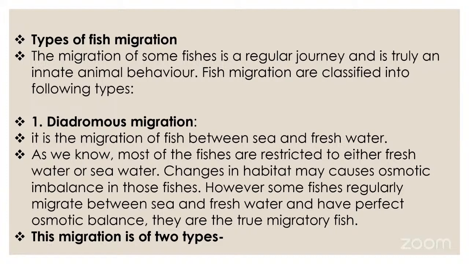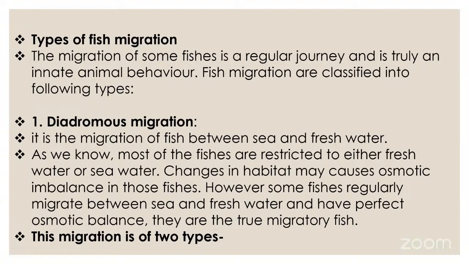As we know, most fishes are restricted to either freshwater or seawater. Changes in habitat may cause osmotic imbalance in those fishes. However, some fishes regularly migrate between sea and freshwater, and have perfect osmotic balance. They are the true migratory fish.